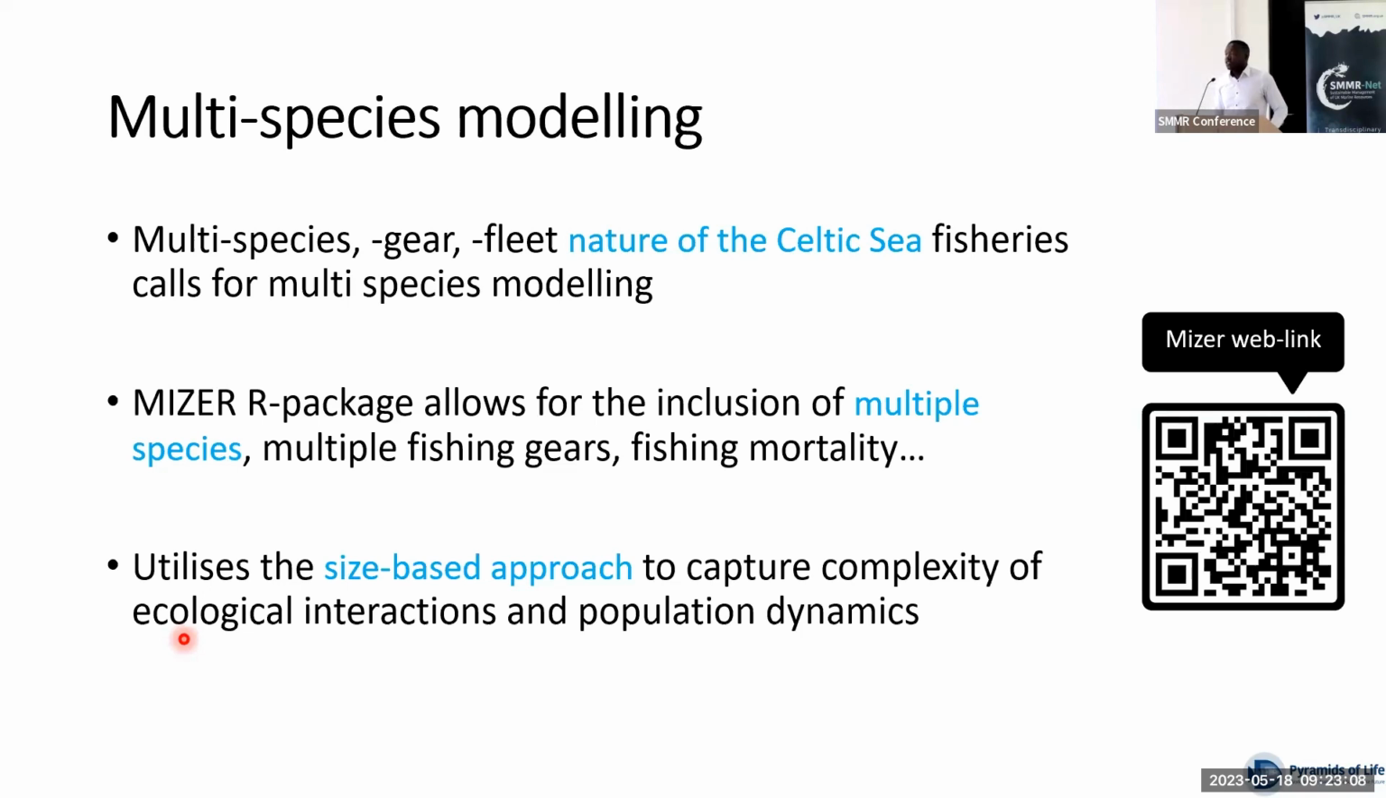The Mizer package really allows the inclusion of different species and different fishing mortality, as well as different fishing gears. In case you're interested, you can scan this and it will take you to a page where it explains different parameters or different components of the Mizer package. As I've mentioned, it's a size-based approach in which it captures the complex interaction of different species in order to deduce the population dynamics in the system.